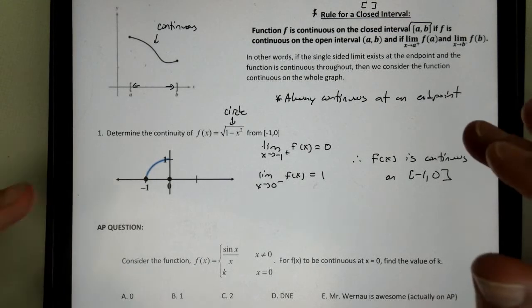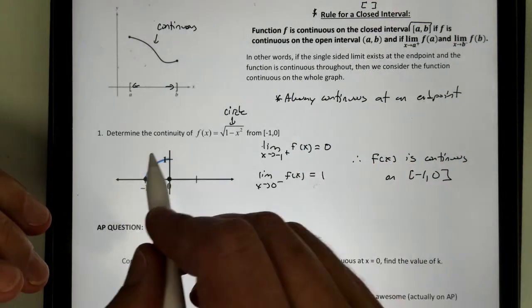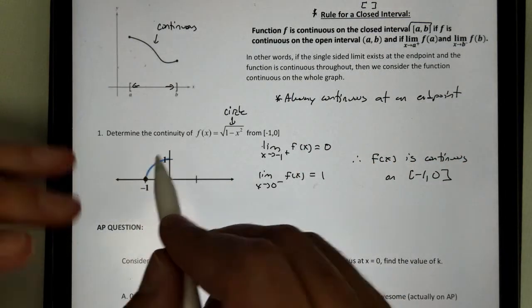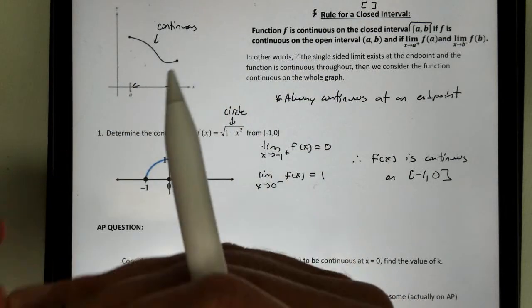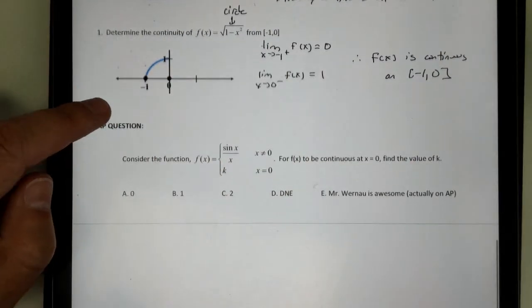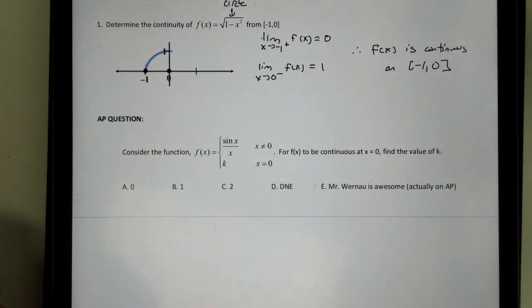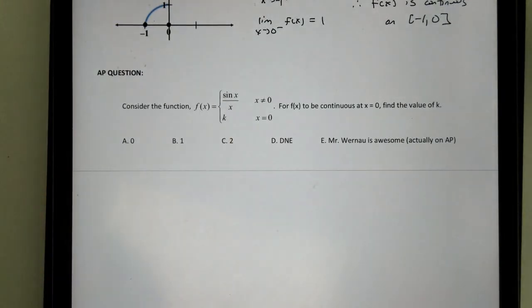Now, a way we can tell if it's continuous also on the inside, because remember, it does say as long as it's continuous throughout, no holes, no gaps, no jumps. That's what continuity really means. No holes, no gaps, no jumps. Okay? So let's take a look here at an AP question. Consider this function. I'm going to have to work mine on a separate sheet of paper here, but you can work on your own. For f of x to be continuous, it asks us to find the value of k.